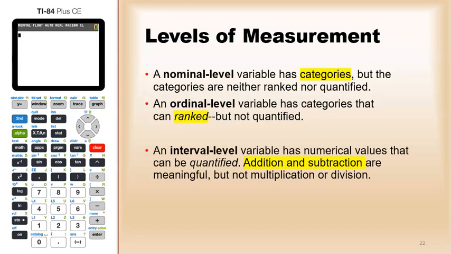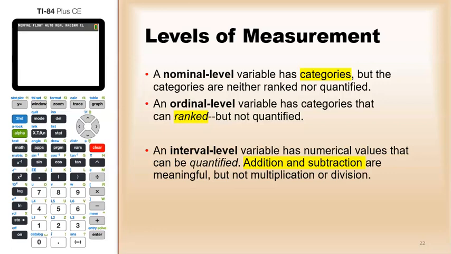Now, the ones you can quantify start with interval level. And these variables have numerical values that can be quantified. So addition and subtraction are meaningful, but not necessarily multiplication or division. One classic example of interval level is temperature. You can always talk about the temperature being 10 degrees hotter than yesterday, or 12 degrees hotter than last week.